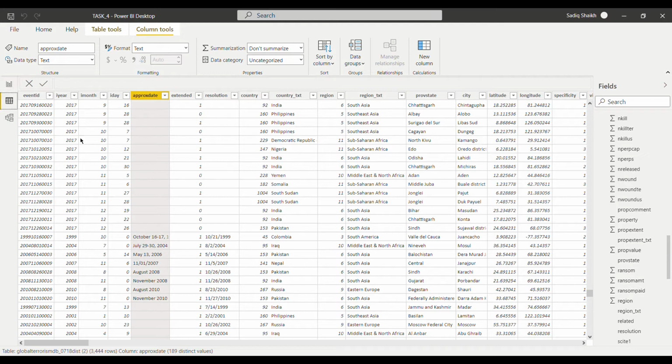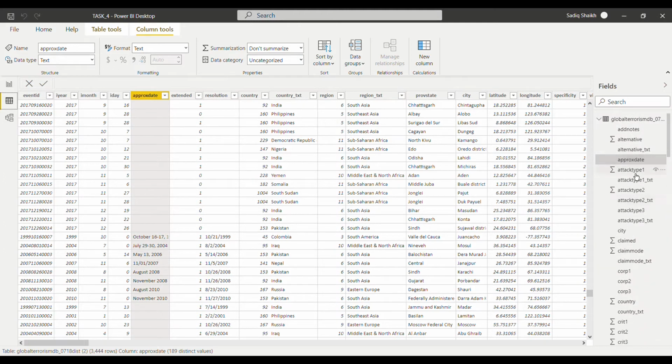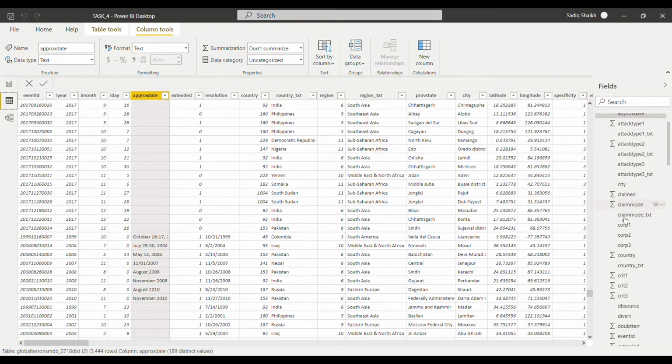So here is the data set. This data set has date, month, year, and this approximate date is something which is not required, so we are just ignoring this. These country, regions, cities, as you can see, all these columns are listed over here. It has the attack type 1, attack type text is the name of the attack and the count of the attack. Then it has the city, then claim mode.